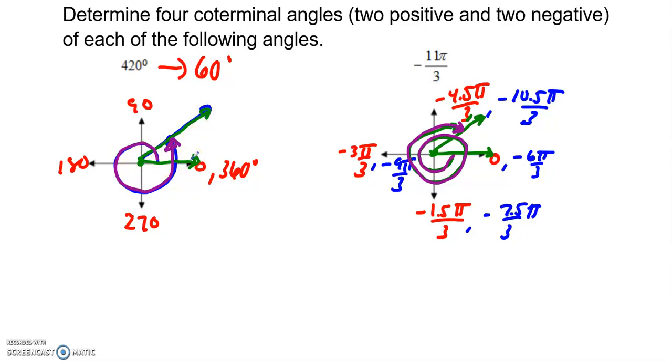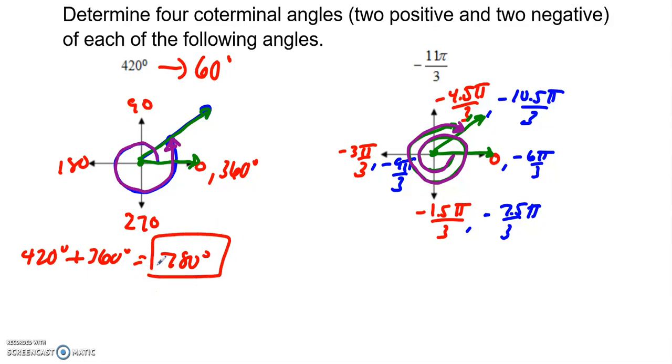So if I wanted to find my 4 coterminal angles, we could find 2 positive first. So you could take 420 degrees, add 360 degrees, and you would get 780 degrees. You could then say, okay, I am now at 780, so I could add another 360, and I would have 1,140 degrees.